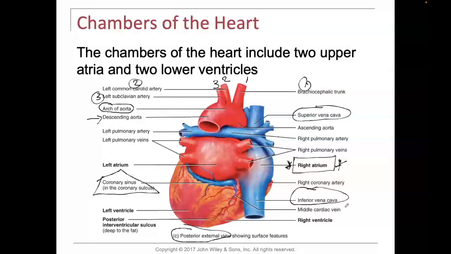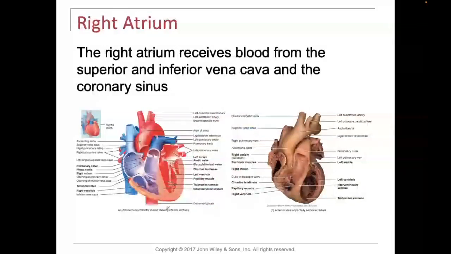Okay, what else do we have back here? We see a middle cardiac vein right here. We see the right ventricle on the posterior and the left ventricle from the posterior. So the right atrium receives blood from the superior vena cava, the inferior vena cava, and the coronary sinus.